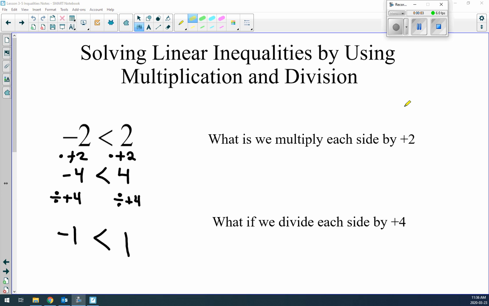Okay, so this is 6.3-6.5. This is part C. We're going to try to do solving linear inequalities by using multiplication and division. So let's work through an example and see what happens.